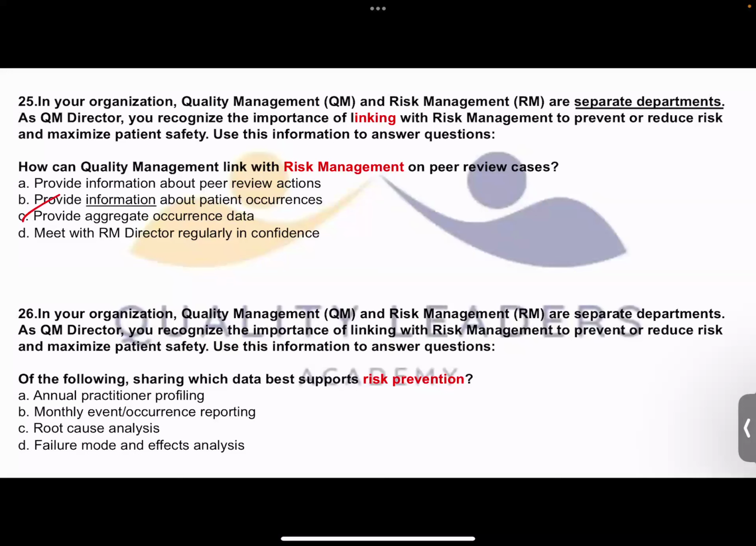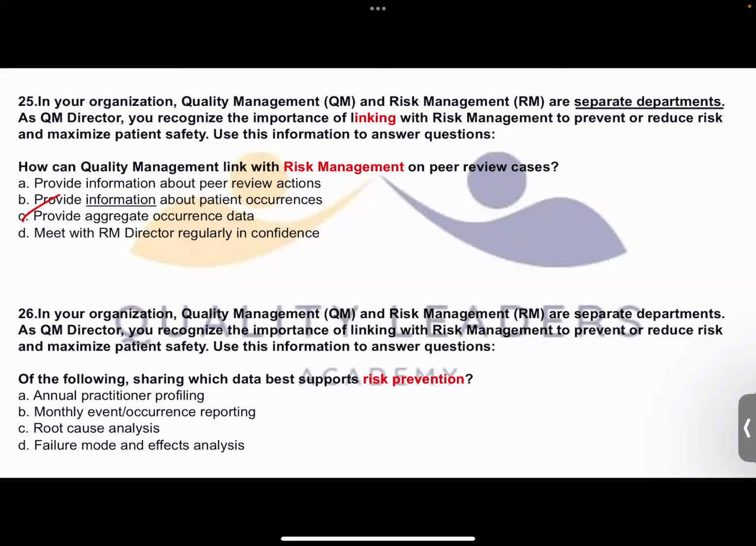Okay. Why are letters A and B incorrect? Letter A is incorrect because sharing detailed peer review actions may breach confidentiality agreements. Letter B is also incorrect because sharing individual patient occurrences may not provide a comprehensive view for addressing systemic issues and could violate privacy standards. For letter D, this is also incorrect.